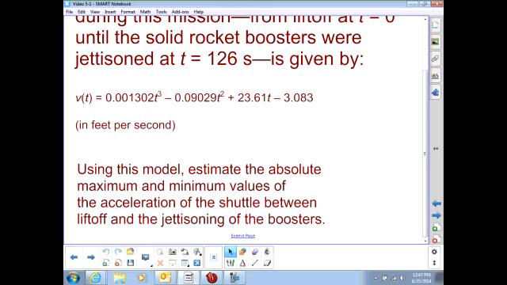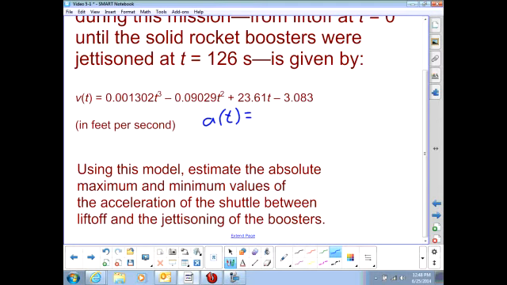So the first thing we have to think about is when we want to find an absolute maximum or minimum, we work with the derivative of that thing. Because we want to find the absolute max and min of the acceleration, we've got to work with the derivative of the acceleration function. Well, since we started with a velocity function, we will take the derivative of that just to get the acceleration function.